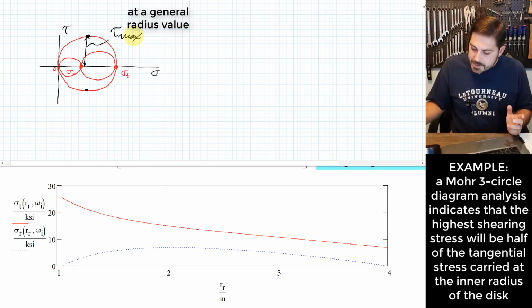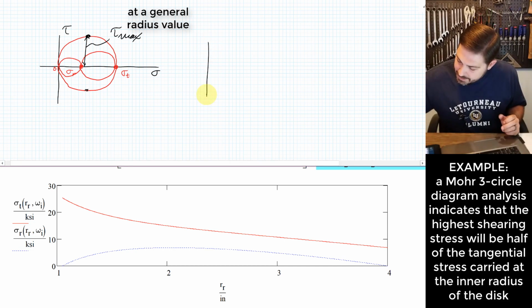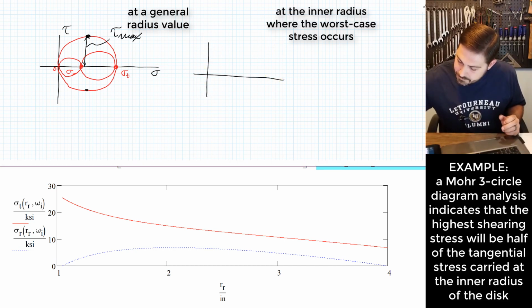Okay, and this actually holds even if you go all the way to one end or the other. We'll see here that the tangential stress goes to its max all the way here at the inner edge, where my radial stress goes to 0. And what this Mohr three-circle diagram looks like at that limiting case is that I'm just going to have my sigma t here, where my other two stresses are both clumped up here at 0. So 0 and sigma r, both at that location.